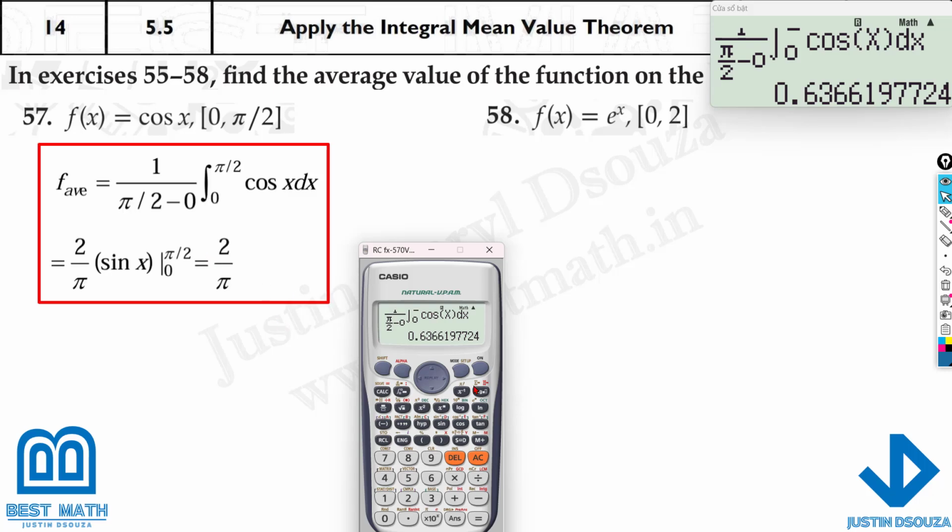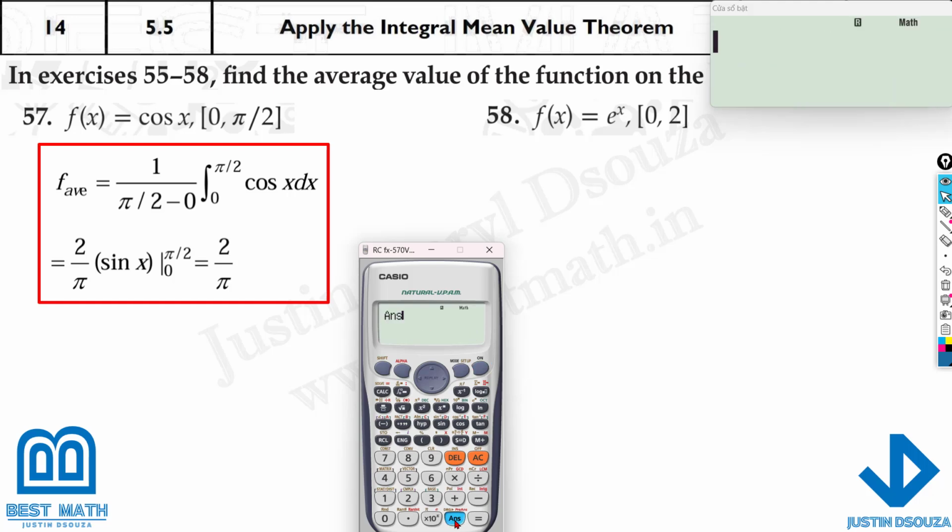0.6366. Okay, now it's 2 by pi. What happens is you will not have this option. This 0.6366 won't be there in your options. This will be there, 2 by pi. Answer, no, it doesn't show. You can't press SD. So the only way is you need to remember this, write it down somewhere, 0.6366, and start solving all the options.